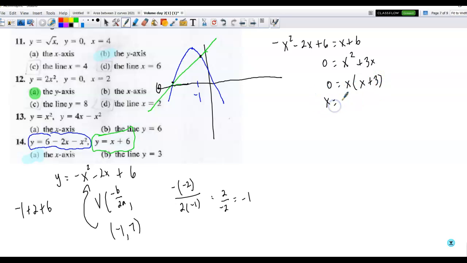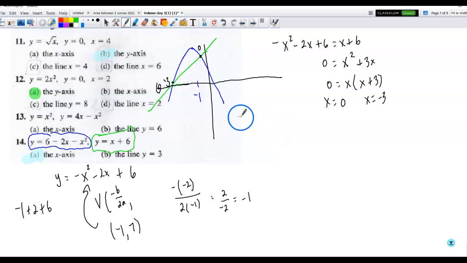And so I have x equal to 0 and x equal to negative 3. So my graph's not fully representative, but this is an x value of negative 3. This is an x value of 0, even though it's not hitting the x-axis. Remember, it's a sketch. It's not perfect.